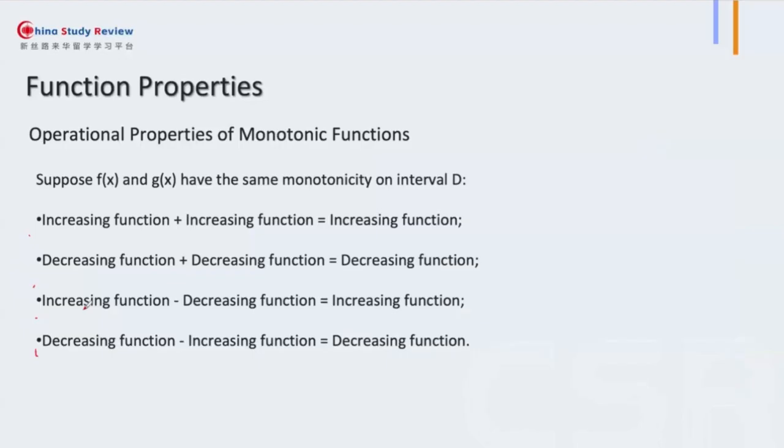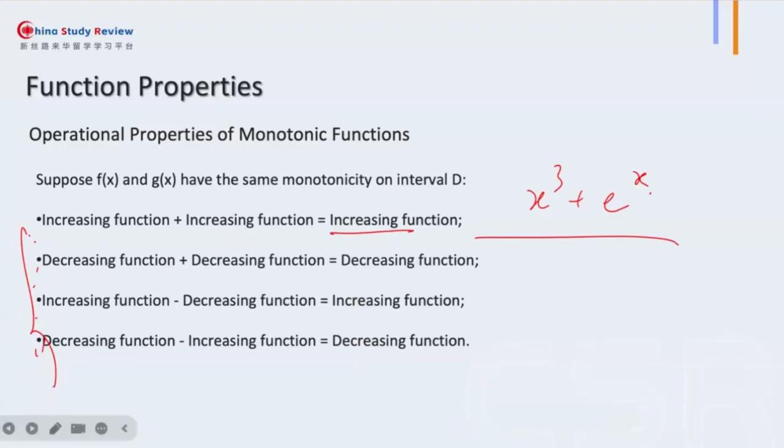This four is not common, but you could use them in your examination when you have something that looks like this. This is a kind of composite function and you need to determine their monotonicity. So in these cases, you have to divide them. For example, increasing and increasing is increasing, decreasing and decreasing is decreasing, increasing minus decreasing is increasing, etc. Right? So you could use this kind of formula here to help you decide the parts of those comprehensive functions.